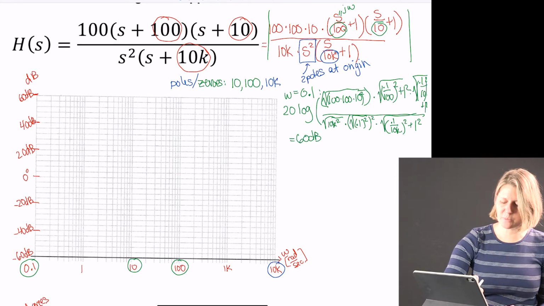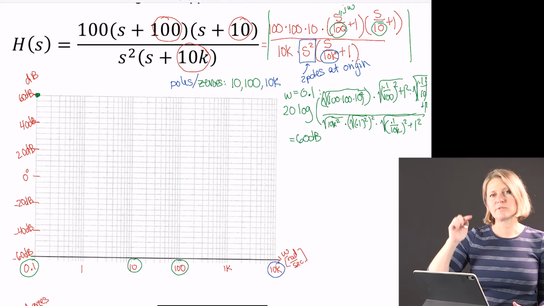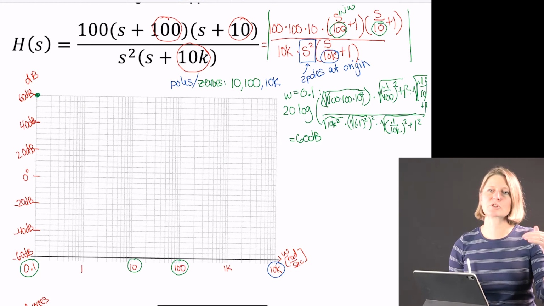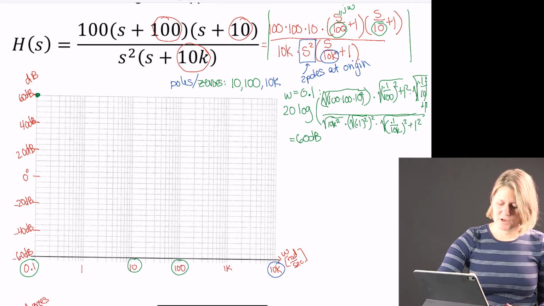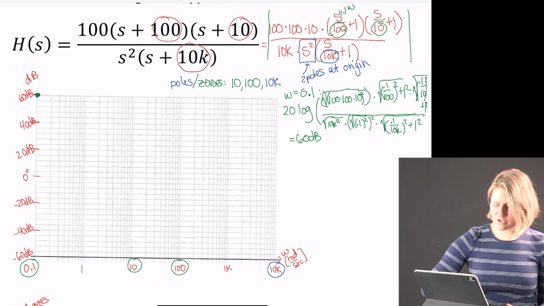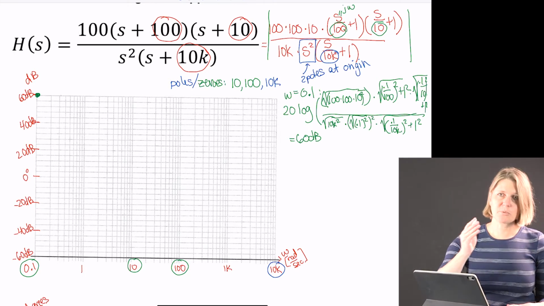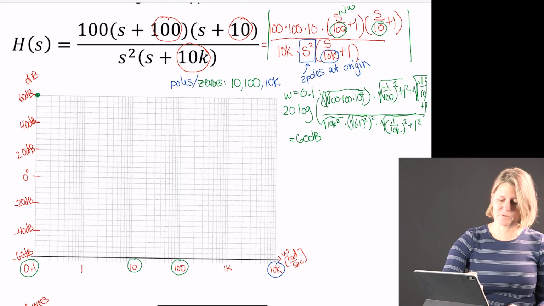So this gives us this point of 60 dB. We know that it's now going to be a slope through there of minus 40 dB because each pole at the origin has a minus 20 dB per decade effect. So we don't have any change until the 10, so it's going to go down by 40 each decade. So between 0.1 to 1, which is 1 decade, it's going to go down by minus 40. So from 60 to minus 40, it gives me 20 dB at 1.